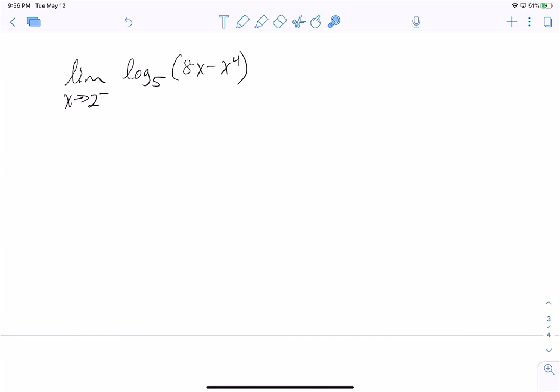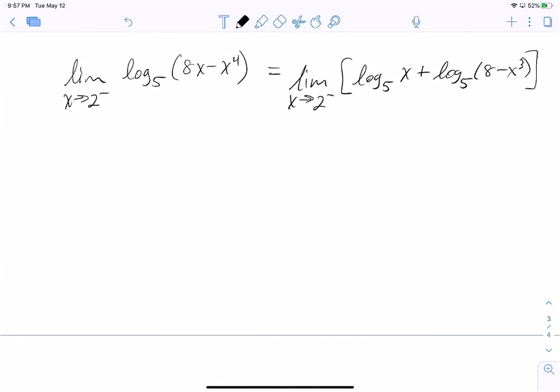We're going to look at a couple of limits here, starting with the limit as x approaches 2 from the minus side of the log base 5 of the quantity of 8x minus x to the fourth. One approach here would be to factor the argument of the log and use a property of logarithms. So I'm going to write this as the limit as x approaches 2 from the minus side of the log base 5 of x plus the log base 5 of the quantity of 8 minus x cubed. So that's factoring the x out of the argument.